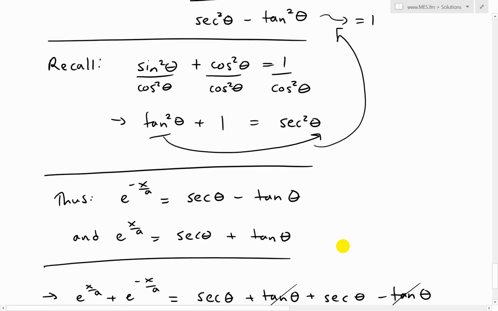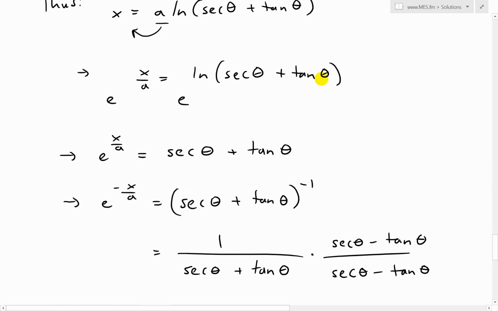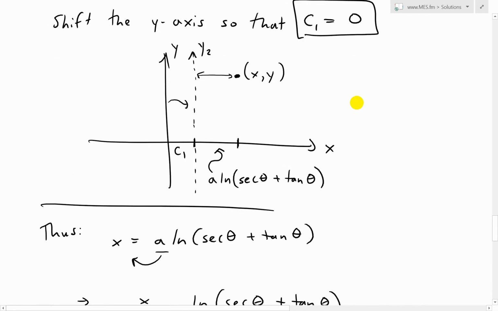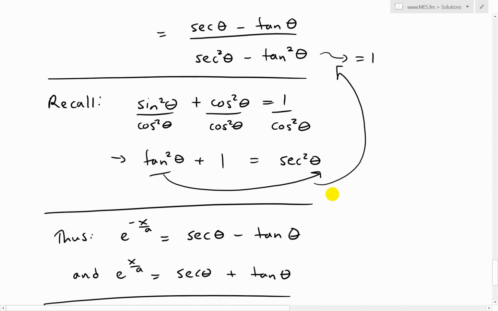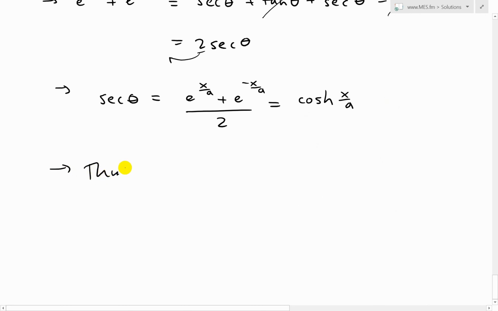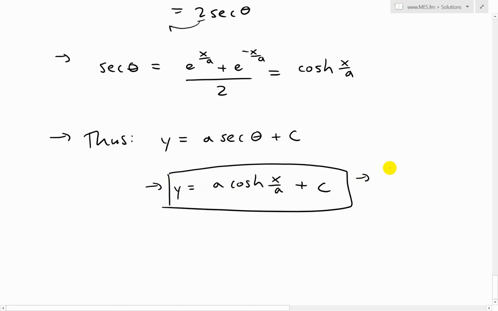So that's the part where I find it's really fascinating. I had to do this video, and then going back up to our y function, y equals a cosh x over a plus c. That's secant theta. That's amazing. Yeah, so that is our answer right there. So thus, y equals a secant theta plus c. In other words, that equals cosh x over a. So y equals a cosh x over a plus c, and there is the catenary, like that.